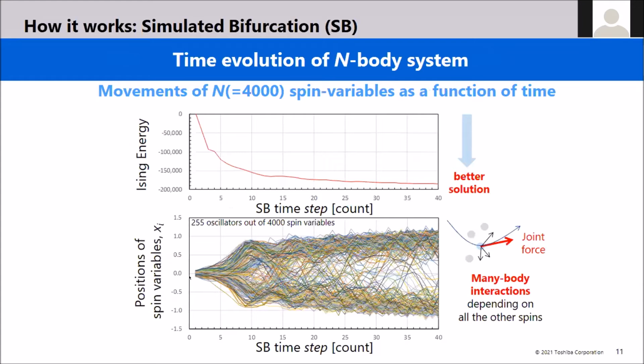This is it. The figure shows the position of n spin variables as a function of time. Each spin variable starts from the origin, then moves to one of -1 or +1. Here, some spin variables exhibit very complicated behavior as many-body interaction changes every moment depending on all the other spins. The whole system approaches one of the good solutions, as indicated by the Ising energy decreasing as time evolves.